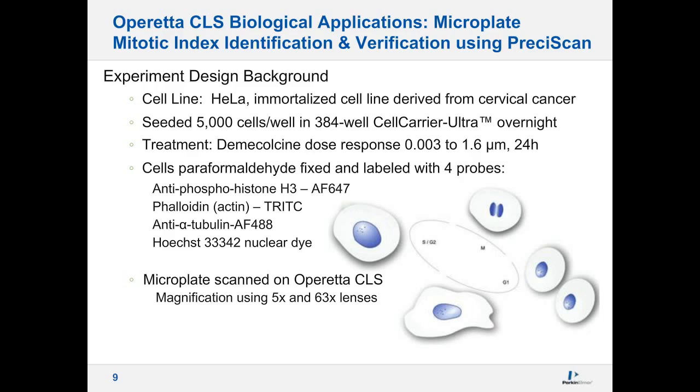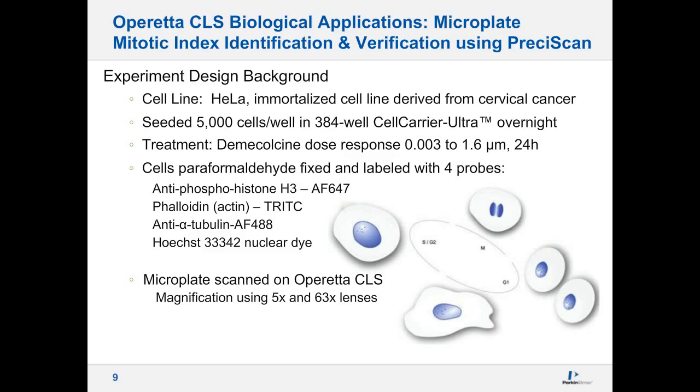Approximately 5,000 cells were seeded in a 384 well CellCarrier plate and seeded overnight. And then they were challenged with docloxacin with a dose response from 0.003 to 1.6 micromolar for 24 hours. And then the cells were fixed with paraformaldehyde and then labeled with 4 different probes.